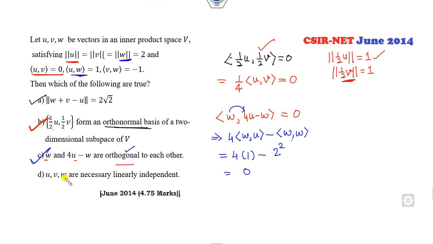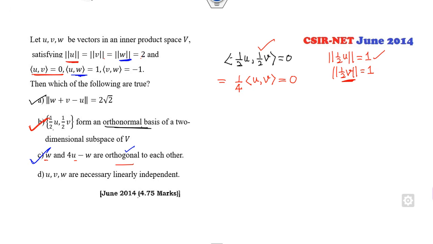Now are they necessarily LI? How can you prove that they're LI? There is no need to prove that. Why? Because we already proved that. Remember, your vectors are u, v and w, and you proved that they are orthogonal. How did you prove that they are orthogonal? If you prove that, okay, how can they prove it's LI?